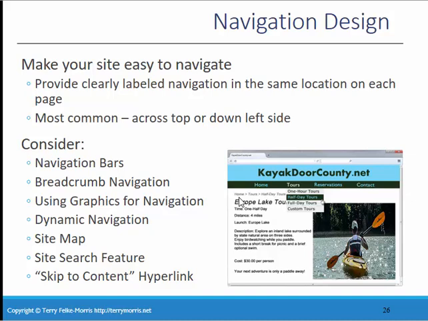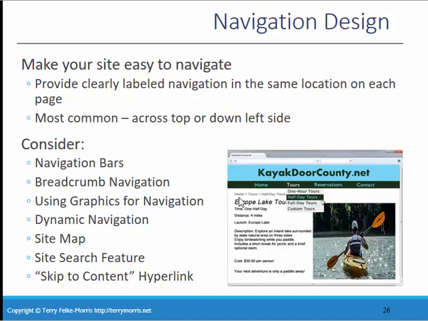A sitemap is basically a page or section of the web page that has links to all of the web pages on your website. A lot of times you'll see the sitemap at the very bottom of the website, or a link to it right at the bottom. You'll see the link to the sitemap, and it shows you all of the links to the web pages on the website all in one place.